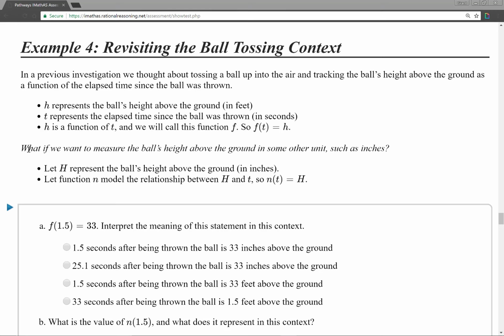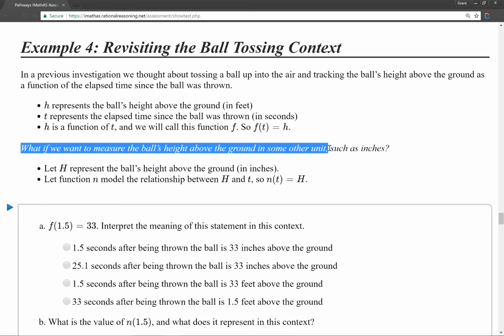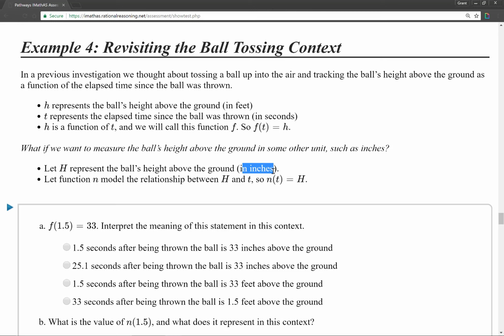And let's consider the following scenario. What if we want to measure the ball's height above the ground in some other unit, such as inches? So let's let capital H represent the ball's height above the ground, but this time in inches. We'll let the function n model a relationship between big H and t, so that n of t is equal to big H.